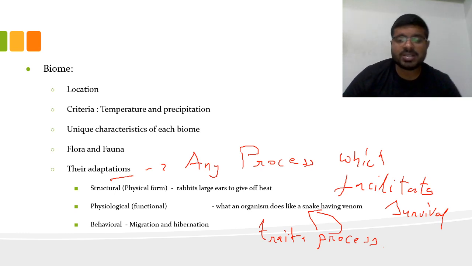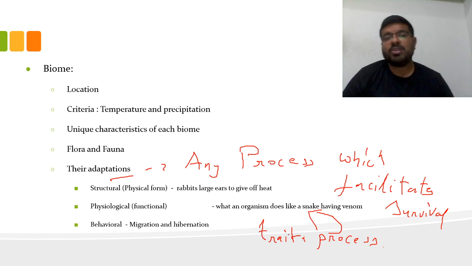If the rabbits don't have those large ears to give off heat, what happens? Their body will have more heat, and more heat, and slowly it is difficult to survive. That's why it is facilitating survival, structural form. These kinds of adaptation questions can be asked.